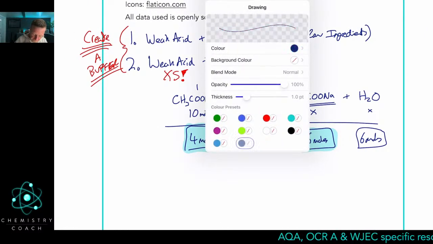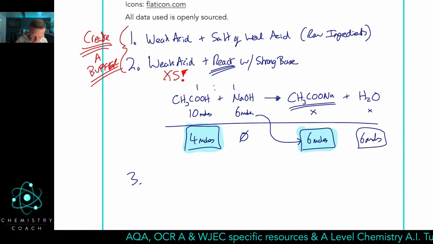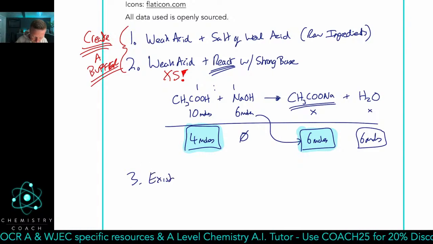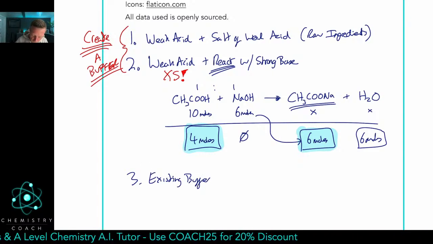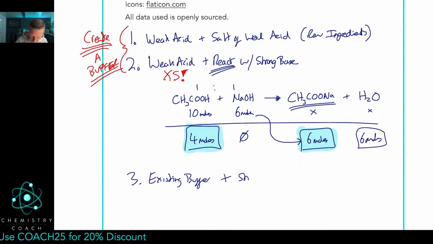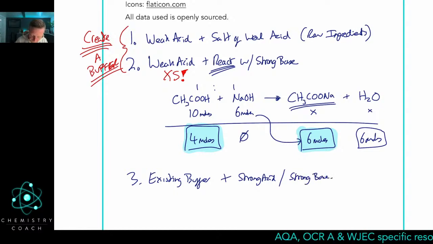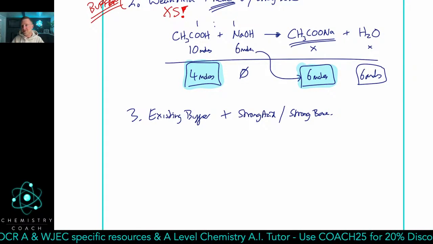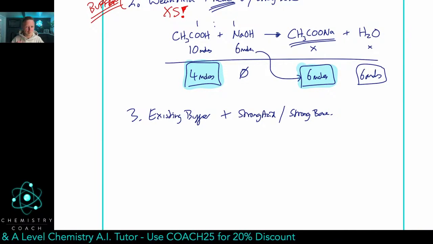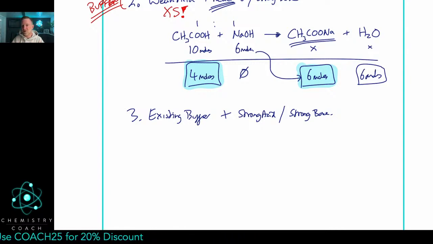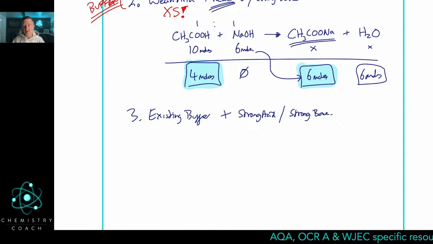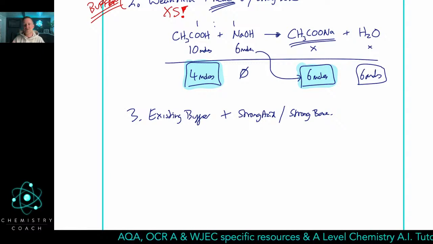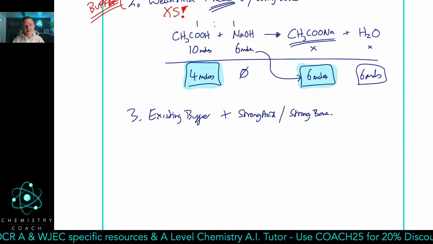Now the third and final type is where we have an existing buffer to which we've added either a strong acid or a strong base. So this is a question whereby you're not creating a buffer, and they're not going to ask you questions on how it's created or what the final pH of the buffer solution produced is. They've given you information about an existing buffer and ask how the pH is affected if we add a small amount of strong acid or a small amount of strong base.